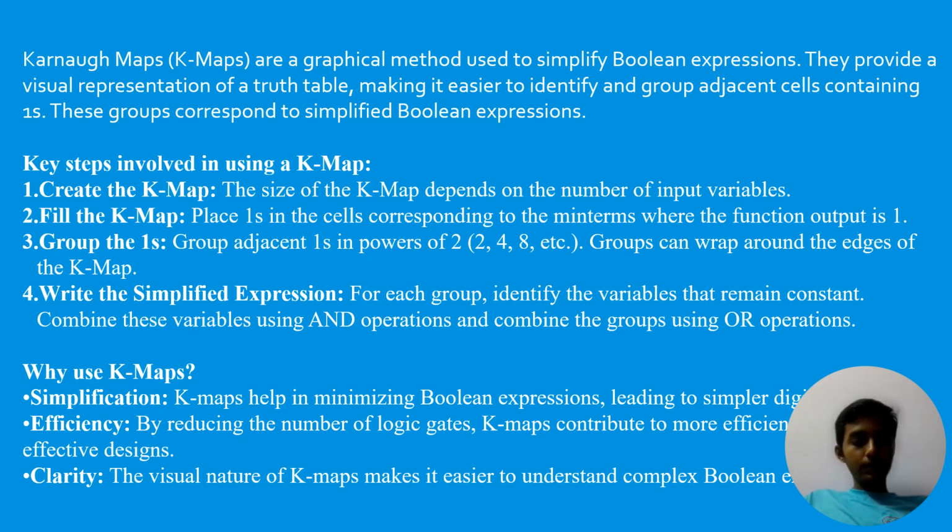Why use K-maps? Because of simplification, efficiency and clarity. Simplification means K-maps minimize the Boolean expressions. That means it is used to minimize a large Boolean expression into a simple digital expression. Efficiency. By reducing the number of gates, K-maps contribute to more efficient and cost-effective designs. Clarity. The visual nature of K-maps makes it easier to understand complex Boolean expressions. We can understand complex Boolean expressions using K-maps.